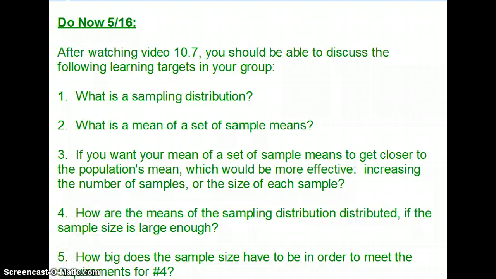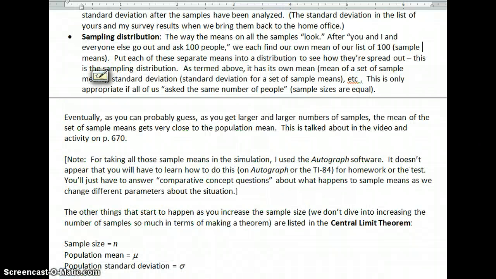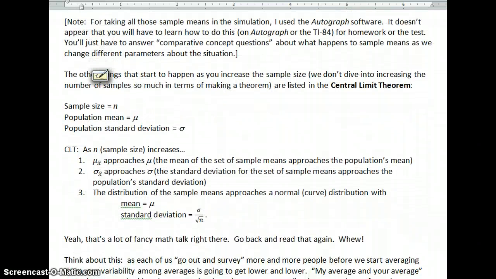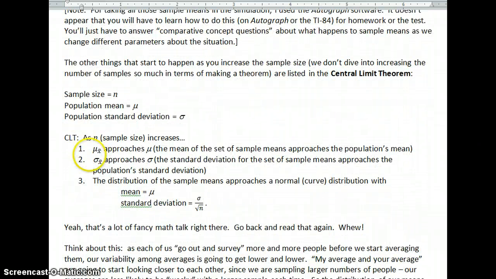So let's talk about the actual central limit theorem. I've hinted at some of its stuff, but as you get a bigger sample size. As I decide that, okay, if we're all going to go out and ask 100 people, let's change that to 200 people each. And we come back and compare what's going on. As we get bigger sample sizes, all this stuff happens at once. 1 and 2 are easy to believe. 3 gets kind of wacky down here. Okay, there's your calculation.